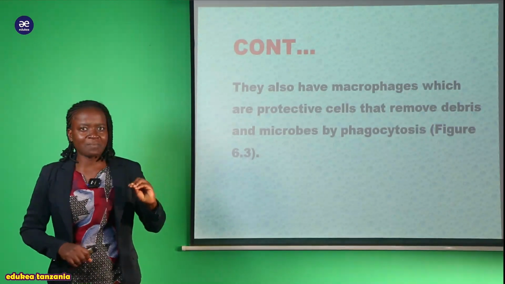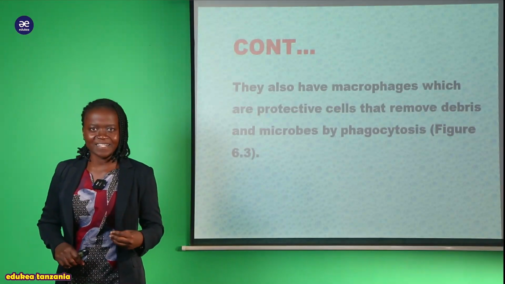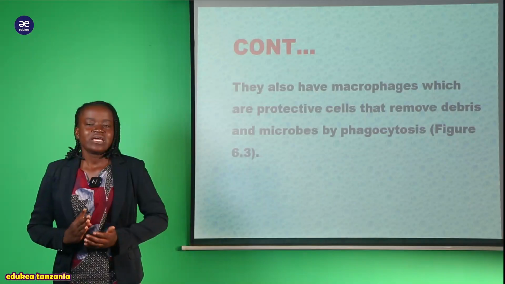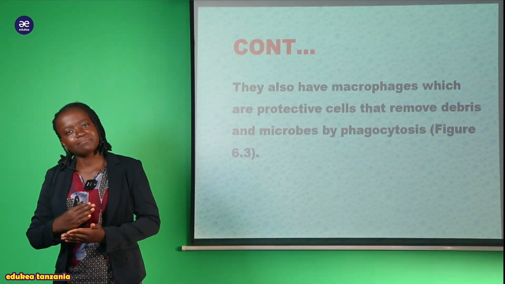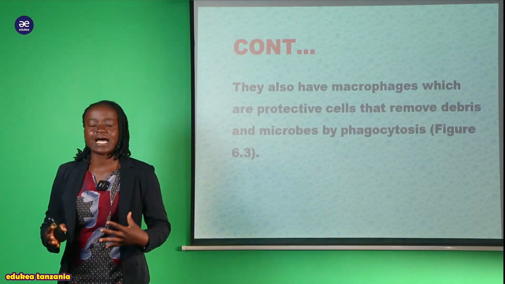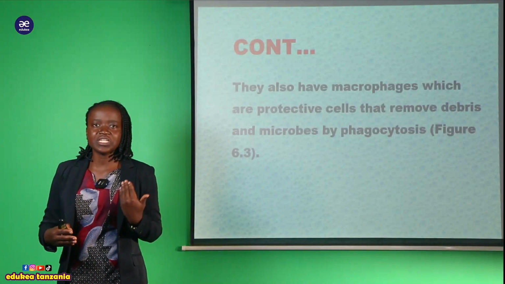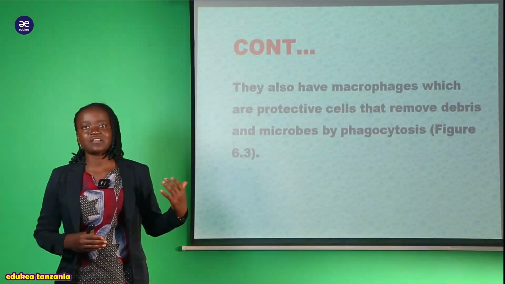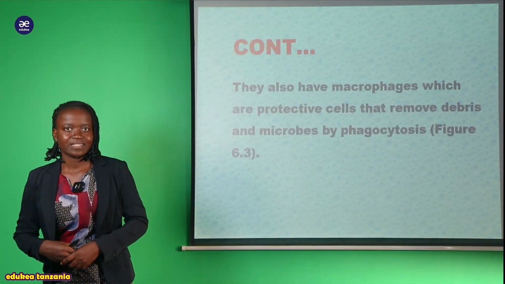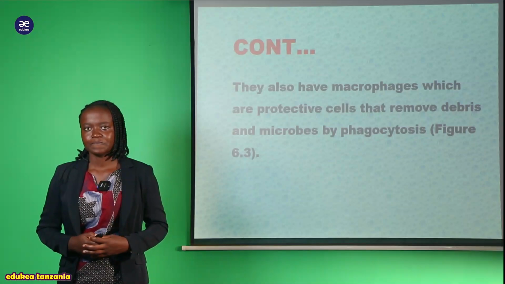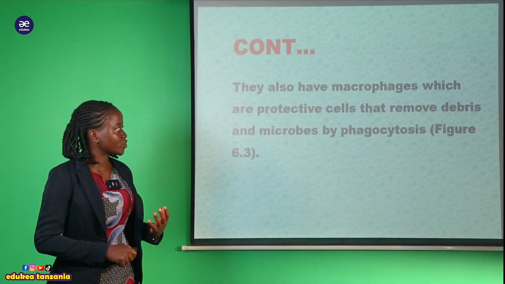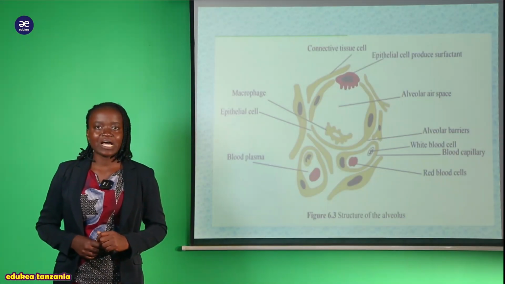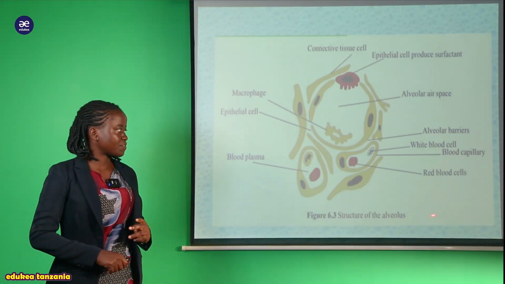Now this macrophage, which is produced by this surfactant, has the ability to remove bacteria, and has a very great ability to remove maybe dust particles that are unhealthy, so they are not needed or not required by the body. So you can see this surfactant is very important in gaseous exchange. As we have seen, in figure 6.3, this is our figure 6.3, structure of the alveoli.